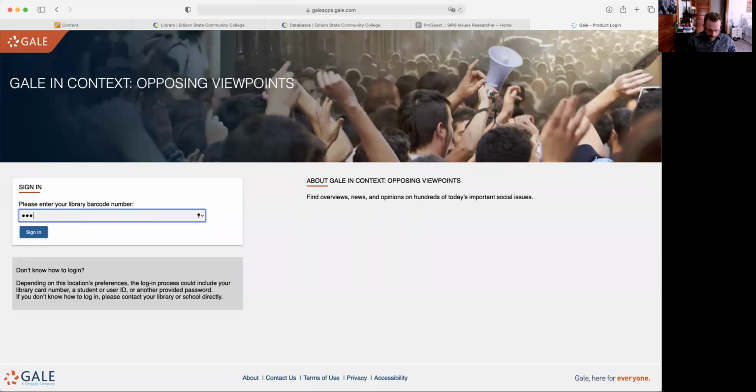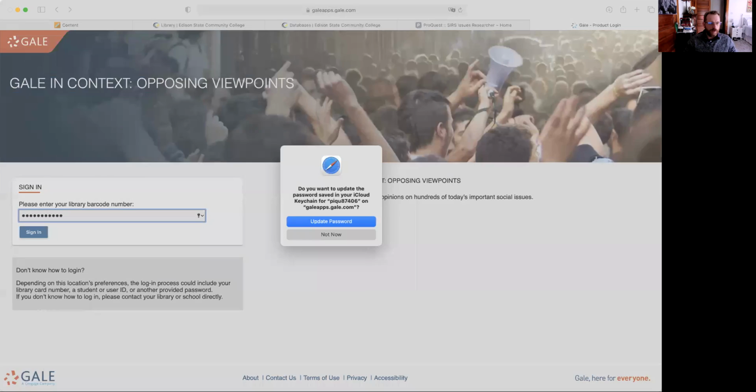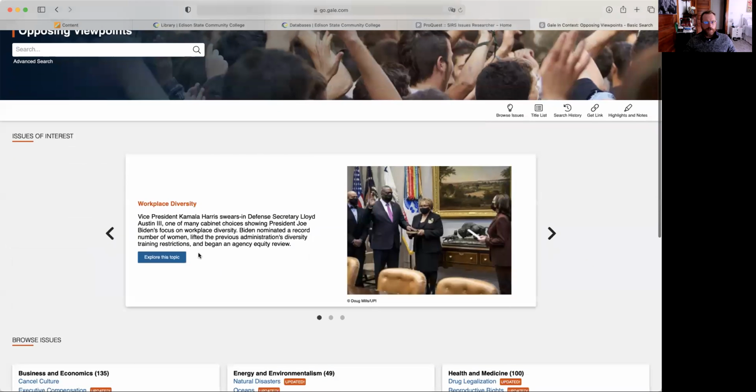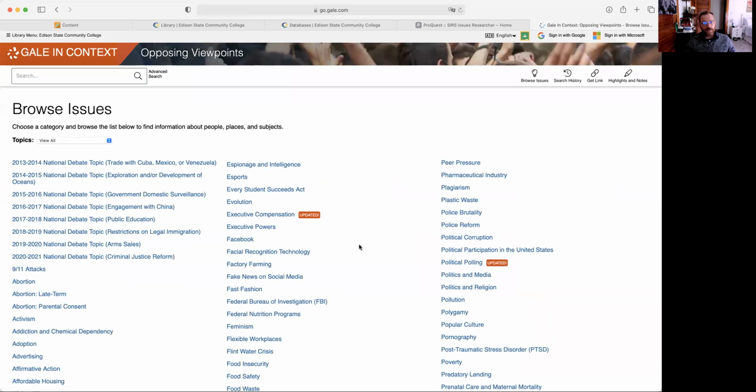You're all gonna know my library card number. Let's see if this one works. So again, this also has it. You can browse issues, and this is a great place to find information too.